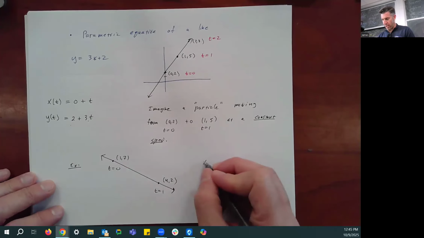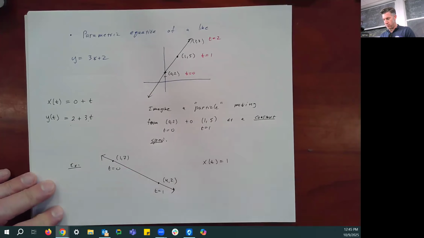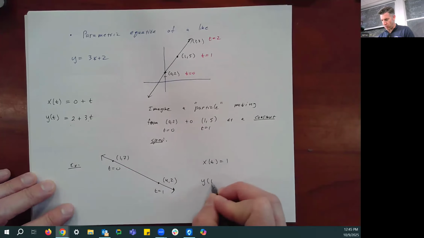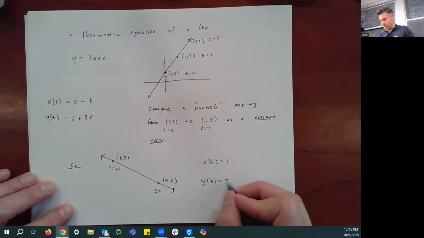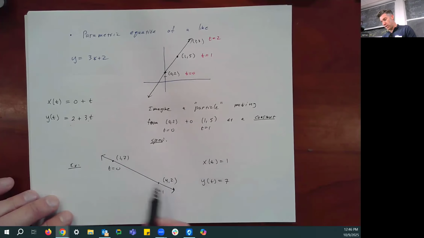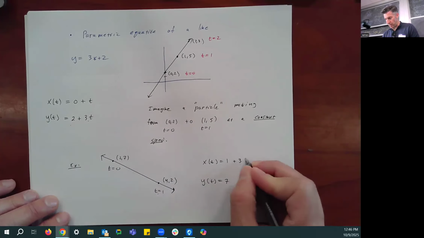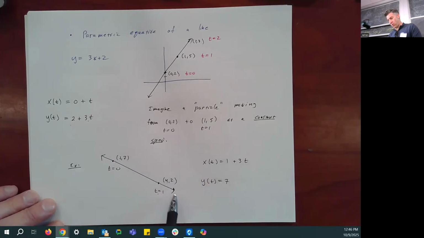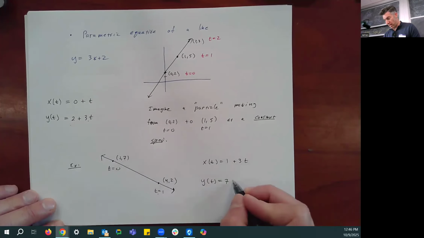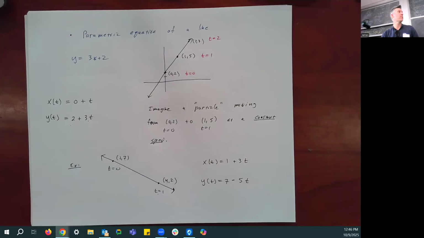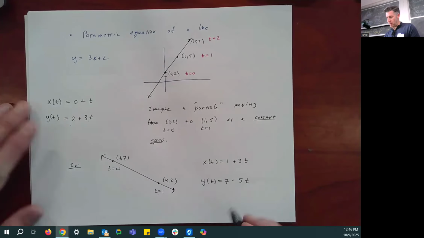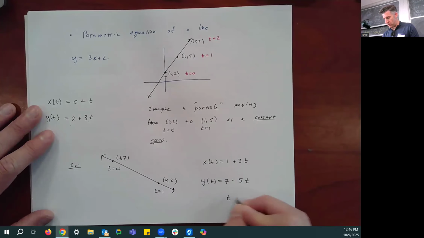We know our initial x coordinate is 1. Our initial y coordinate is 7. And then for the x position, as time increases by 1, the x value increases by 3. So we're going to slap on a 3t. For the y coordinate, as t increases by 1, y decreases by 5. So we're going to subtract 5t. And then you would say that t can be any real number, or t is between negative infinity and infinity.